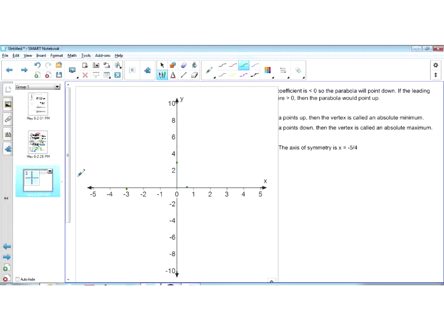Let me check. Oh, it was 1/2 and -3, yeah. And then we had a vertex at -1.25 and 6.125. So -1.25, so 1 1/4, and 6 1/8. So there's our vertex. And knowing the leading coefficient is negative, we know that this thing points down.